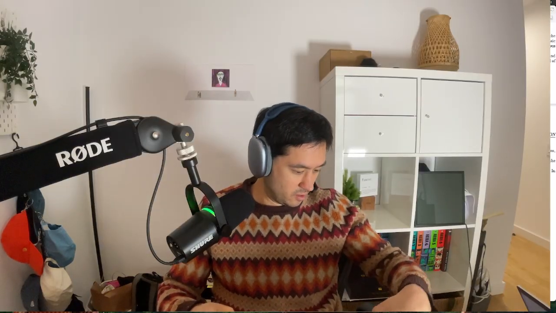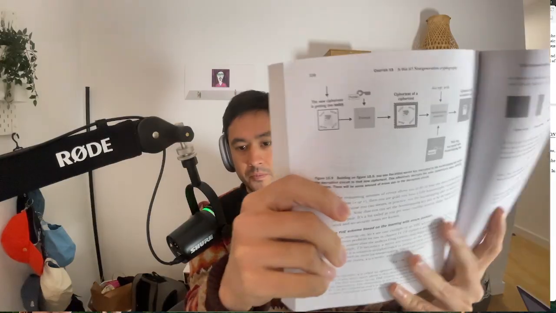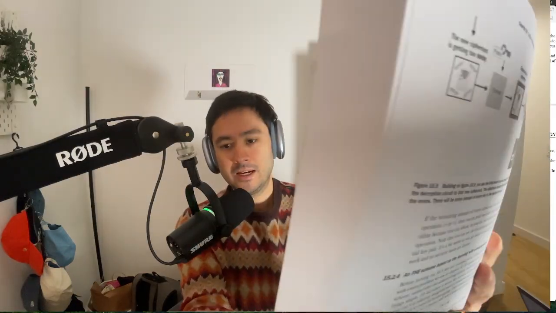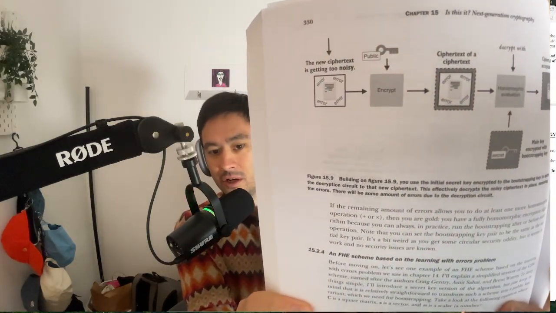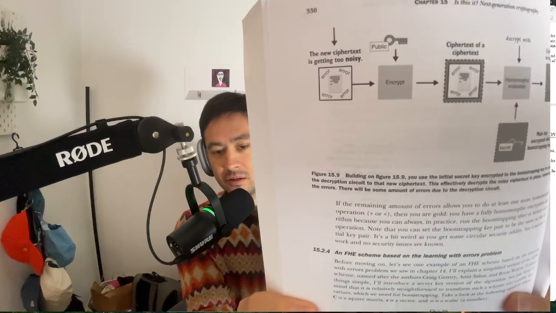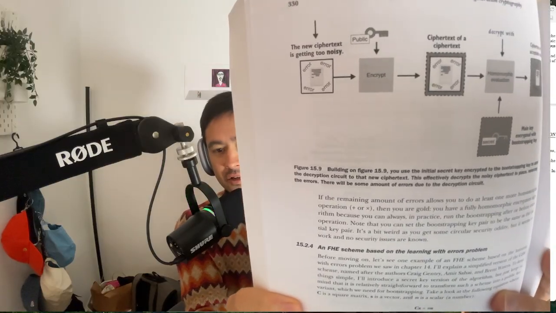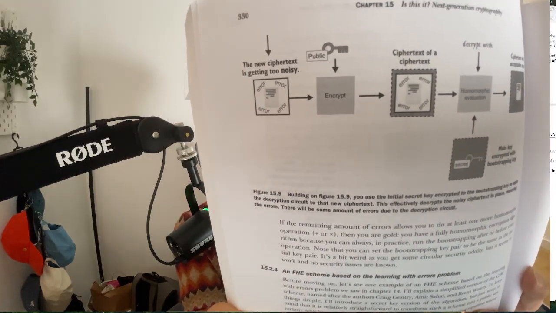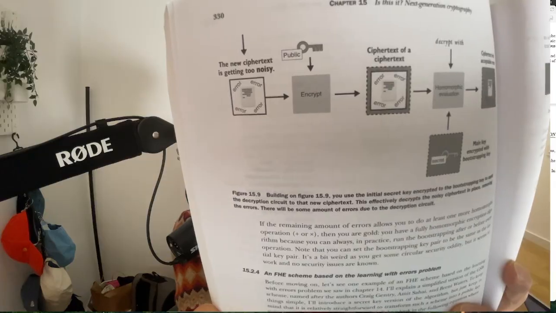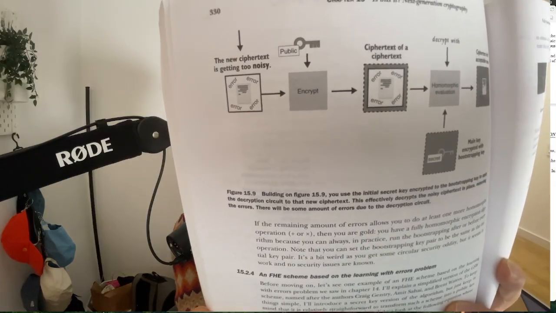Okay, here's the bootstrapping. Let me try to make it clear. All right, so the new cipher is getting too noisy. See on the very left. So you encrypt it with another public key. You get a ciphertext of a ciphertext. So you have a clean ciphertext, but what it encrypts is a noisy ciphertext.